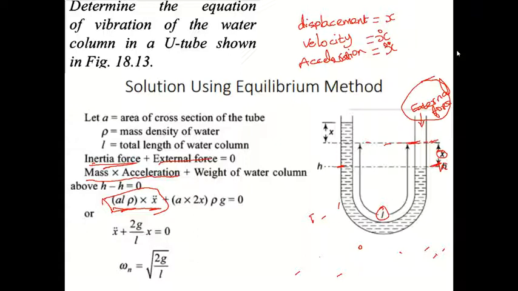Mass means rho A L, where rho means density, A means area, and L means length of the water column. For the inertia force, the formula is mass into acceleration, and for that we have written rho A L into x double dot. Now, the external force.